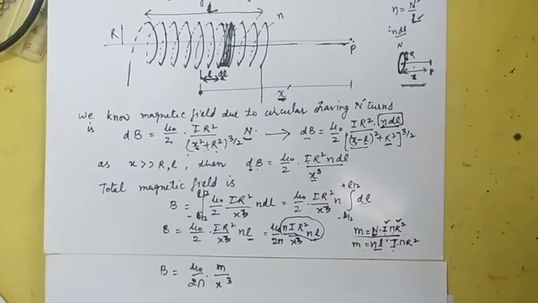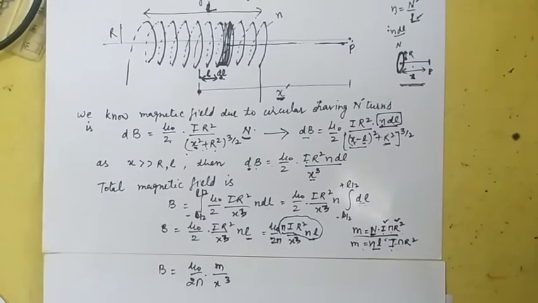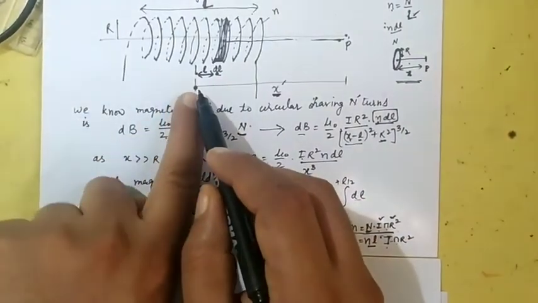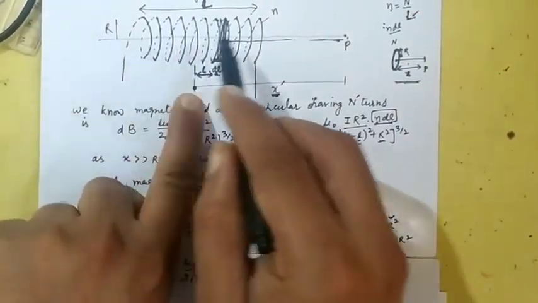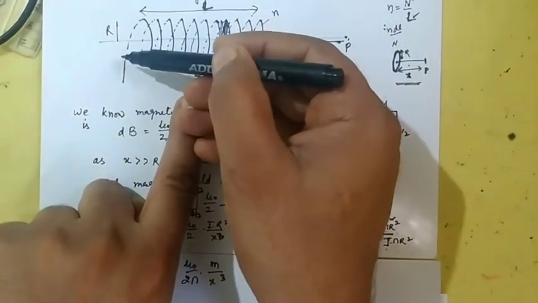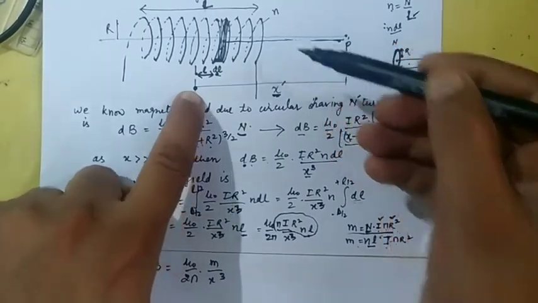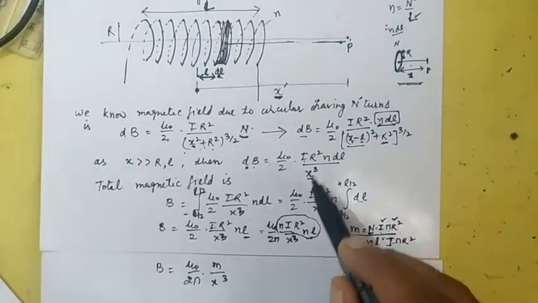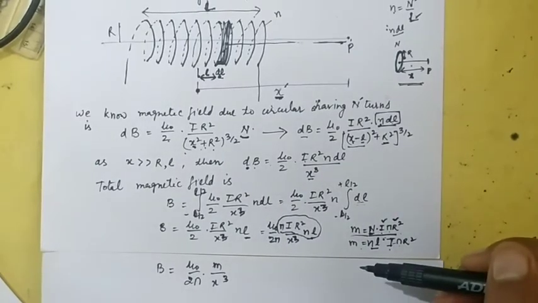You want to calculate the total magnetic field. So total magnetic field from where? You are sitting here, and you have to calculate the total magnetic field because of this whole set of loops. So you have to move from minus L by 2 to plus L by 2. So your integration will be from minus L by 2 to L by 2, and the other factors are the same as this.